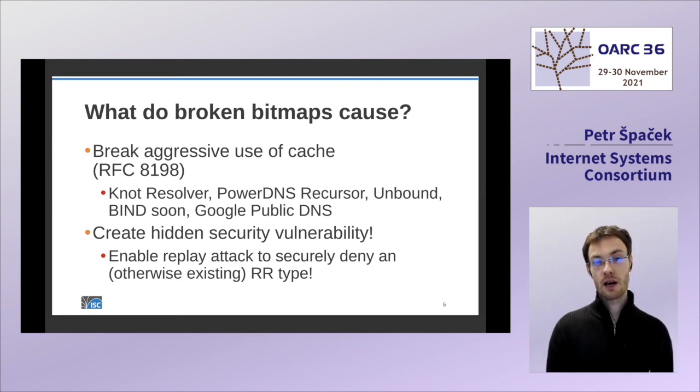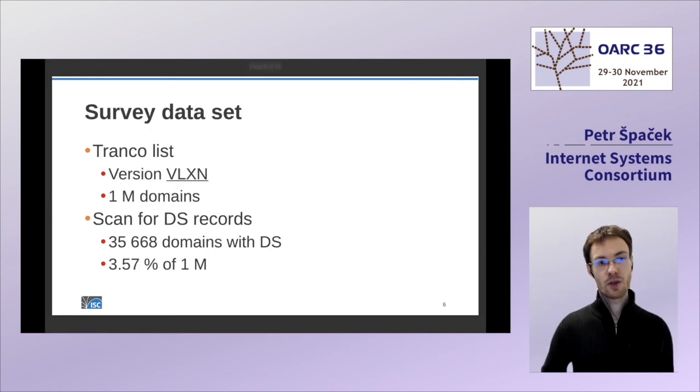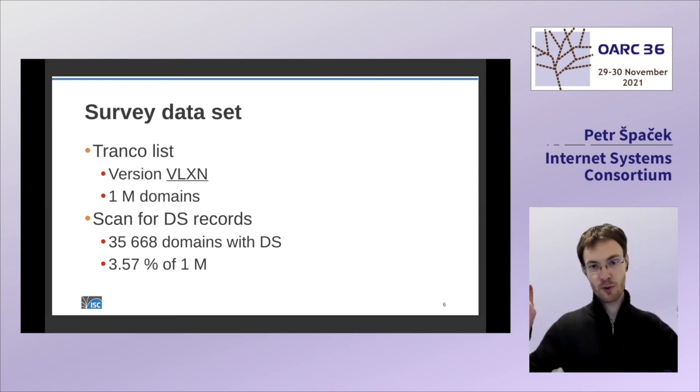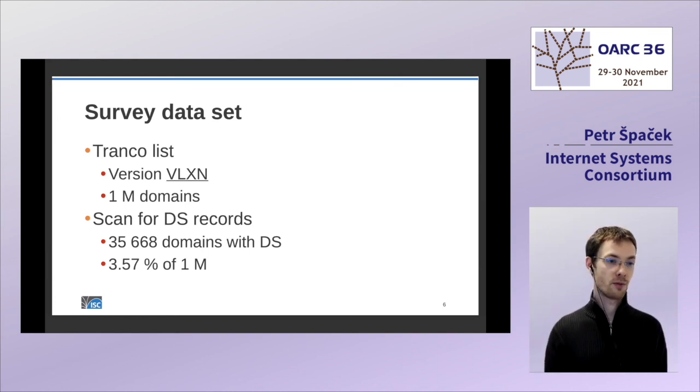The question is how broken it is. Next slide, please. To measure that, we have taken the Tranco dataset, which has 1 million domains ranked from top to bottom according to their popularity, whatever it is. Then we ran a scan looking for signed domains. From this dataset of 1 million domains, we found about 35,500 domains which are signed. Next slide, please.